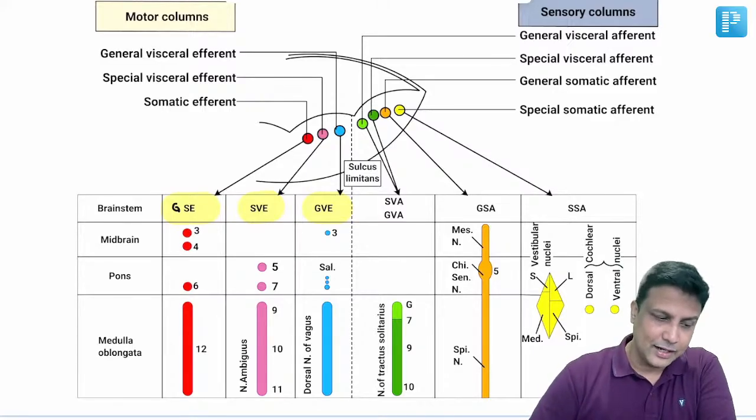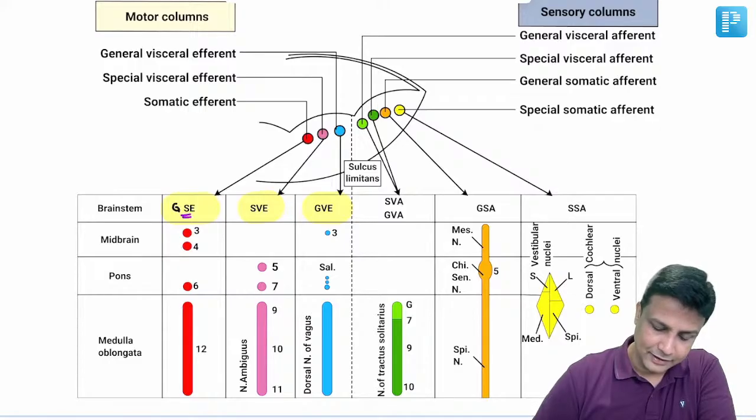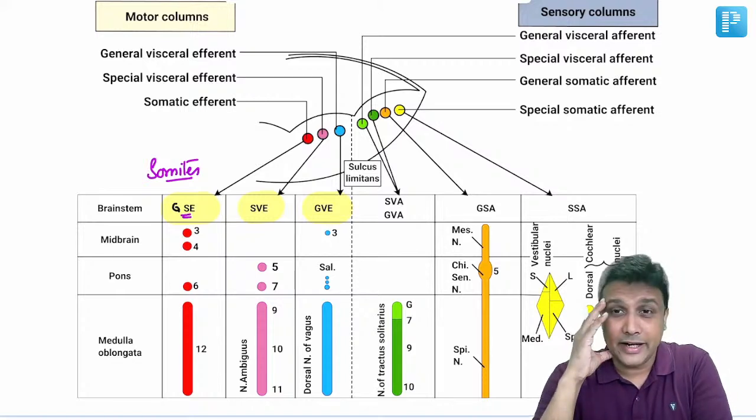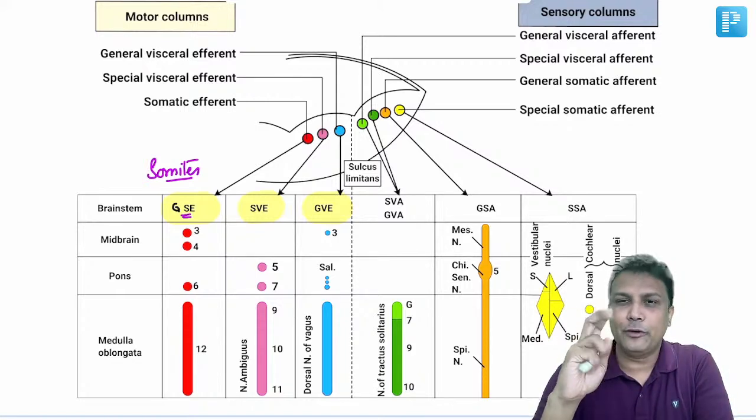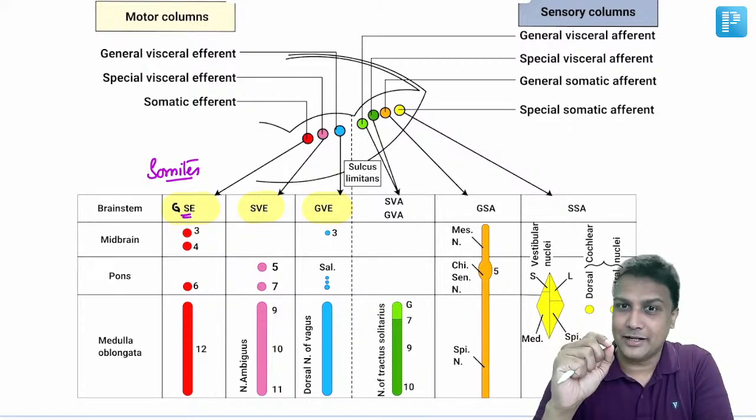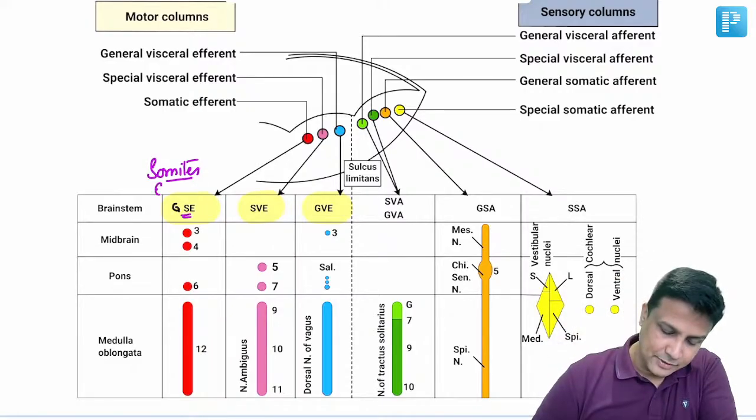Now, you actually have to catch the important word here. The important word here is general somatic efferent. Now, somatic efferent means it will be supplying to the muscles which are derived from somites. Now, remember in our head and neck here, there are two groups of muscle which are derived from the somites, extraocular muscle and tongue muscle. So from the somites, there will be extraocular muscles and the tongue muscles.